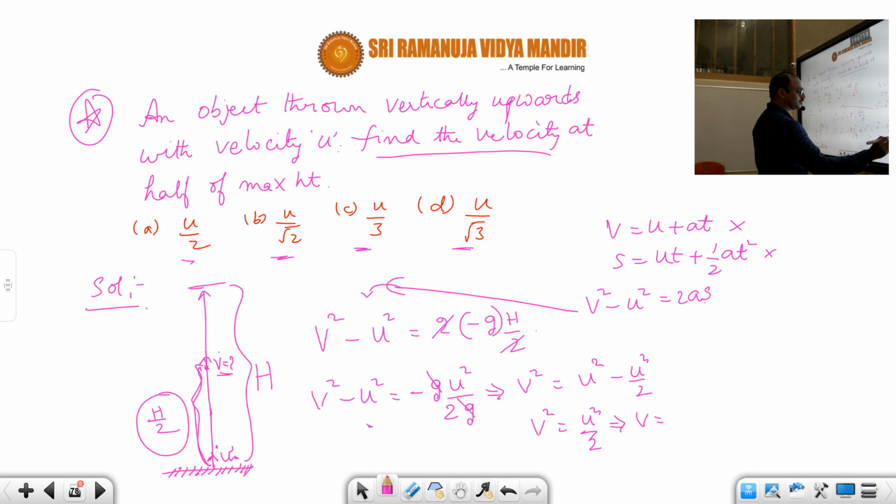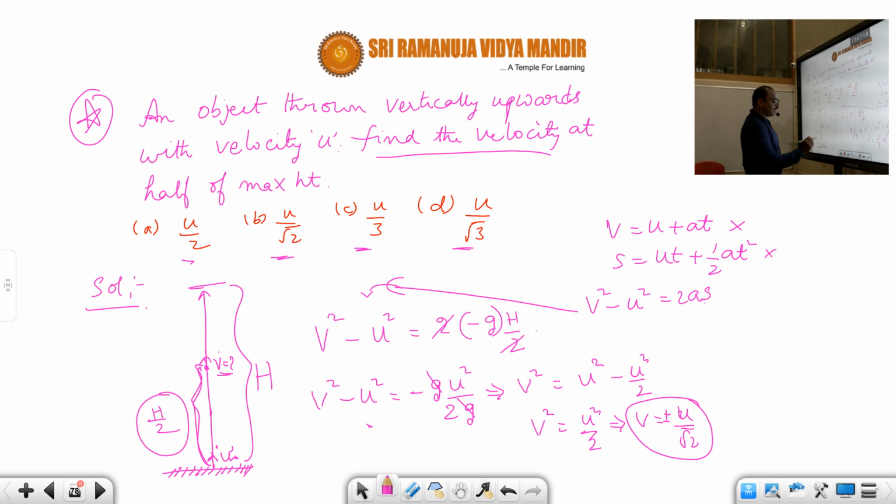Why is plus or minus both coming? See here. As the object is moving vertically upwards, it will cross this point 2 times during its travel. That means one time while going upwards, and after reaching maximum height, again it will return back towards the ground, and during that returning it is also crossing the point a second time. That's why both plus and minus are correct.